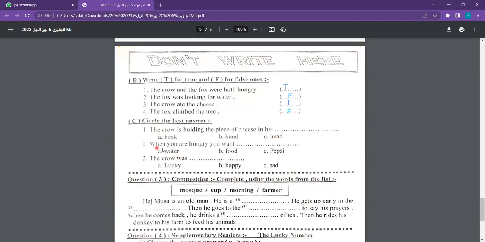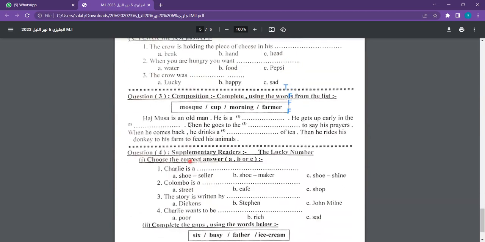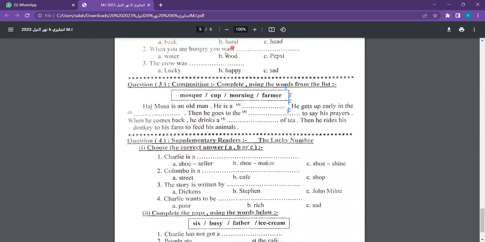Good job. Number two, when you are hungry, you want water, food, Pepsi. Which one is right? Food. Yes, when you are hungry, you want food. Good job. Number three, the crow was lucky, happy, sad. Which one is right? The crow was sad, because the fox got the cheese from him. He is very sad. Okay, very good, my dears.